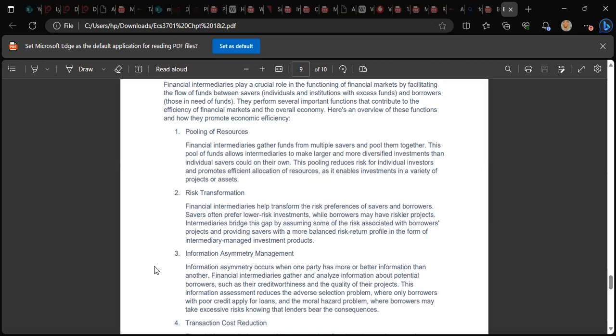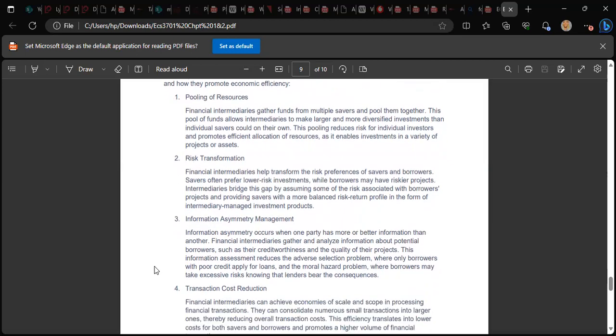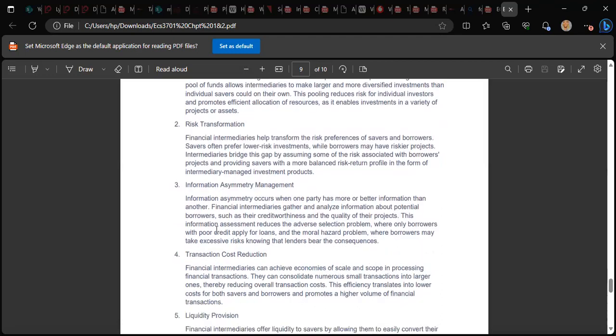Information asymmetry: go to the bank and get advice. They will give you a lot of information. Sometimes there are websites that also give you information about companies before you invest in those companies. So that's what happens there.